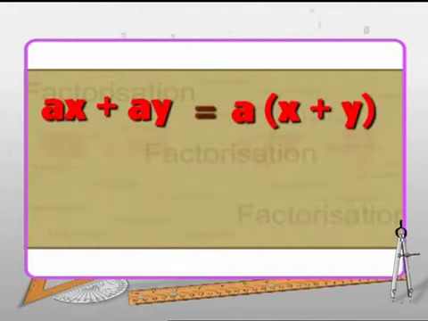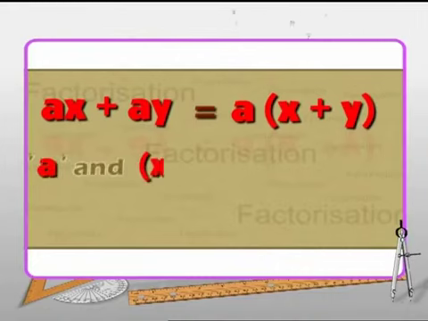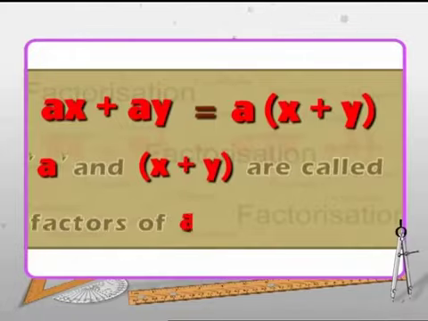In the algebraic expression ax plus ay, a is common to both the terms ax and ay. So, we take out a from both the terms to obtain ax plus ay is equal to a multiplied by (x plus y) the whole. Here, a and (x plus y) are called the factors of algebraic expression ax plus ay.